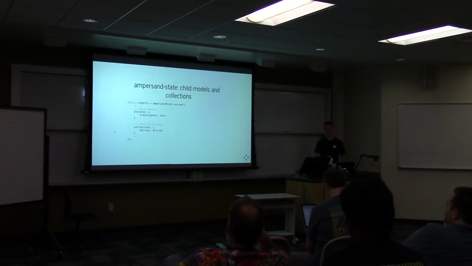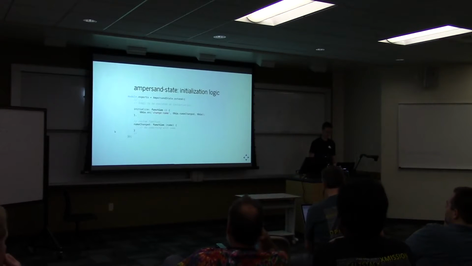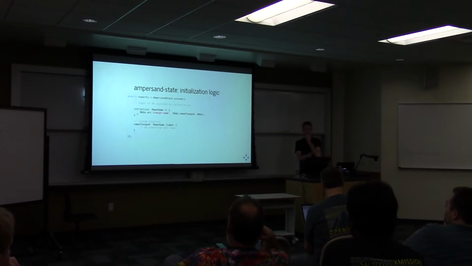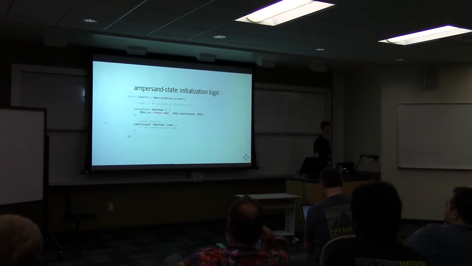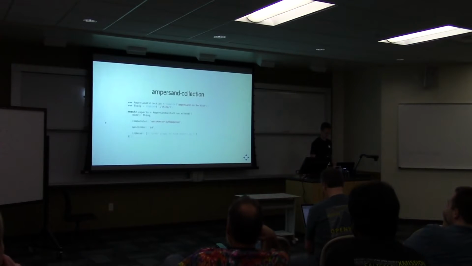You can also have child models and collections, which is something that Backbone was missing, which I really liked. All of these modules have an initialize function that you can define, which is basically stuff that happens when it's instantiated. So you can attach event listeners there, do all sorts of things that you need to do. And you can also add your own custom functions. That's totally cool.